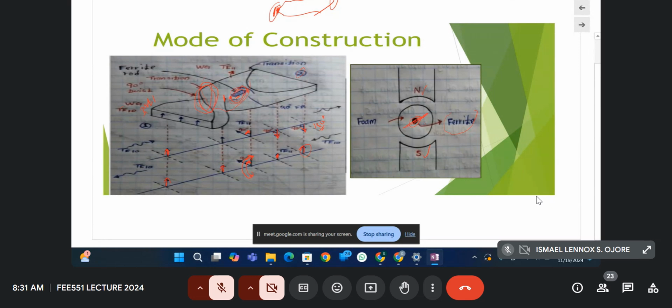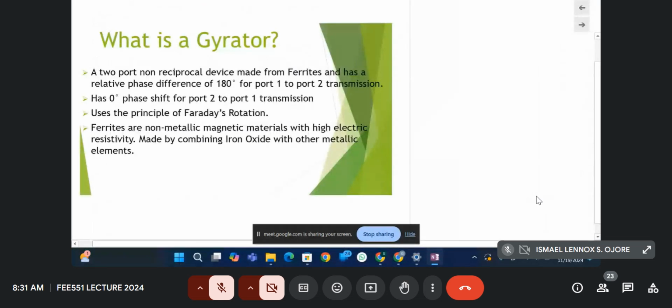Therefore, you have a phase shift from port 1 to port 2, and that is pi radians phase shift, our 180 degrees phase shift. Then from port 2 to port 1, we have 0 degrees, 0 radians phase shift. That one we've seen. Therefore, now we can clearly define the gyrator here.